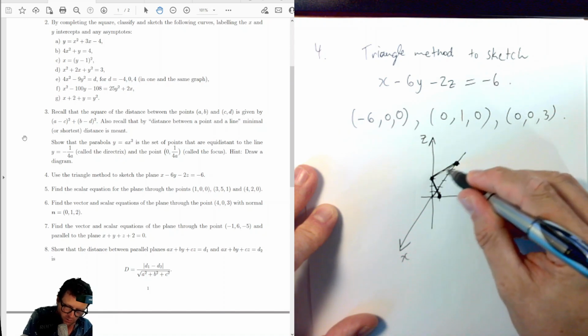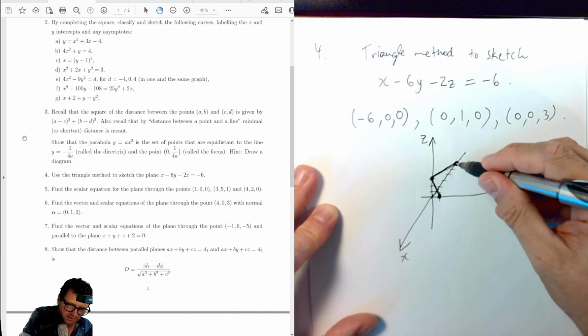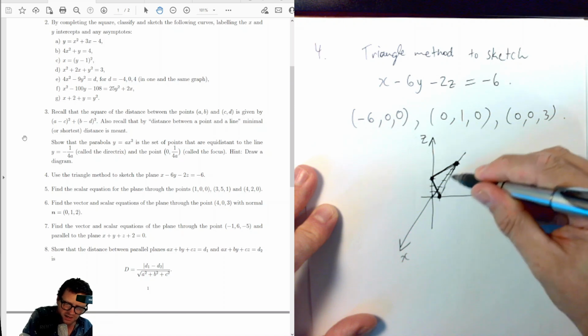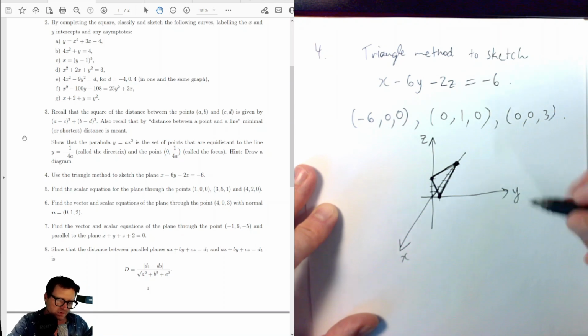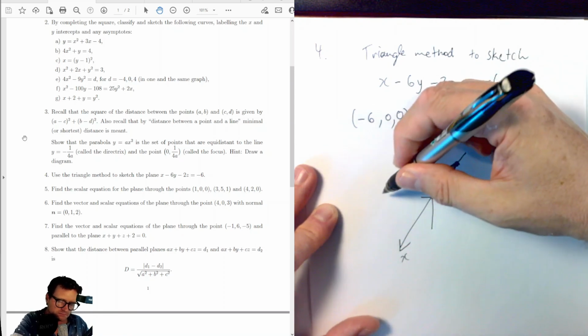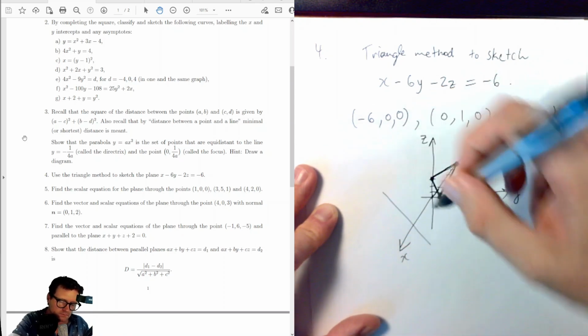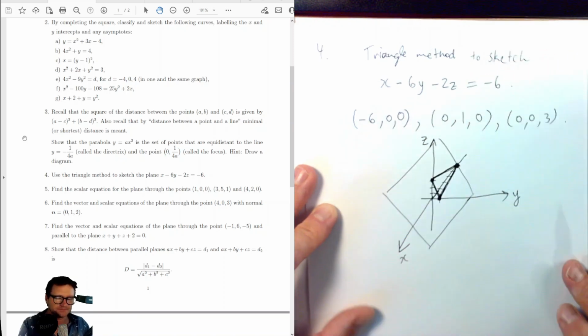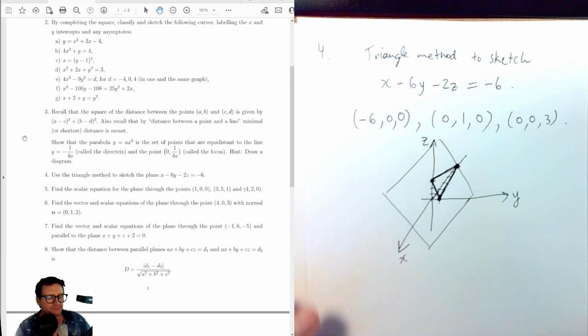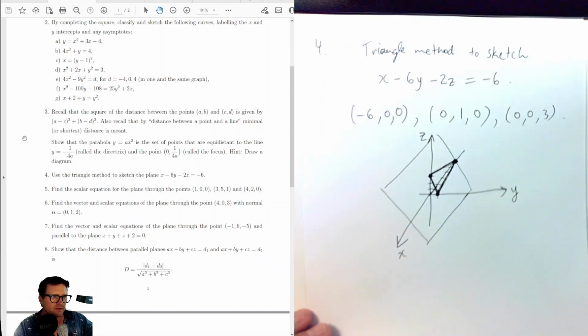And then if you really want to, you can imagine a rectangle that includes that triangle on the same plane. So I don't know, something like this, right? All right, moving on.